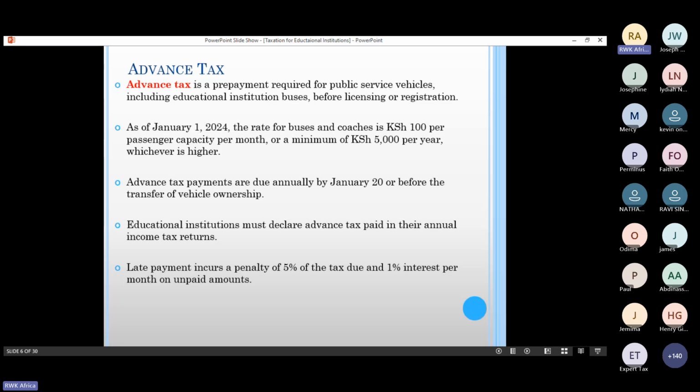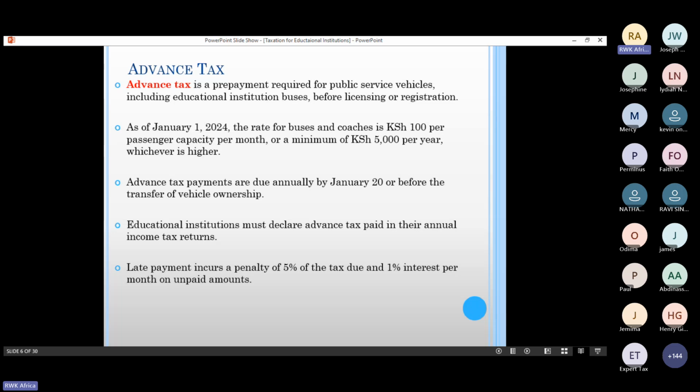Advance tax payments are done annually by January 20th or before the transfer of vehicle ownership. So this tax you are expected to pay by January 20th. But if it's now August and you have not paid, you can still make payment so that you can remain compliant with KRA. There is a penalty for late payment, but it's better to pay that penalty instead of waiting for KRA to come and audit you because of failure to pay that tax.